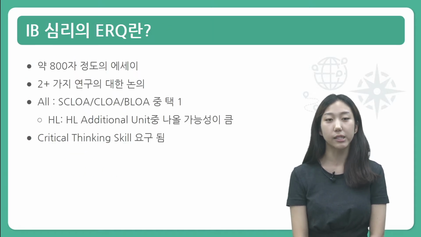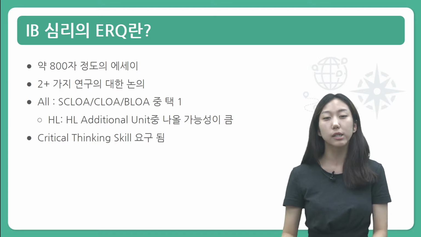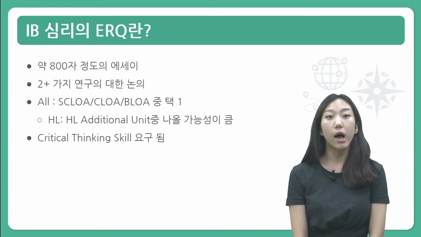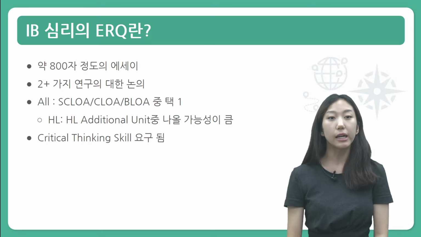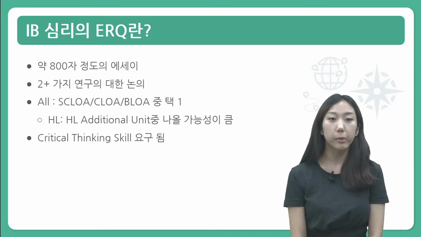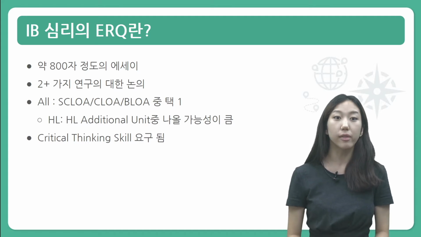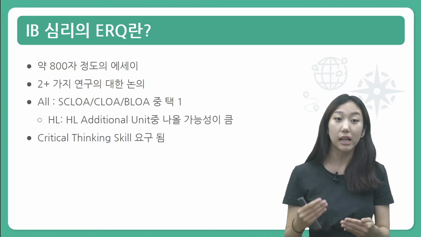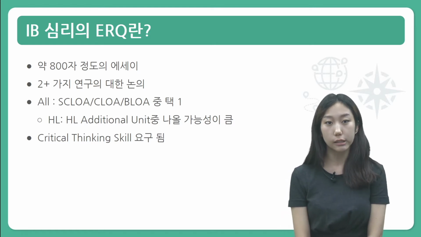Okay, so what is an IB Psychology ERQ? It's an essay that takes approximately 60 minutes to complete and is around 800 words. You will be discussing 2 research studies or more, but keep in mind that the more research studies you include, the less time you will have to go in depth into each of them. So I think around 2 is good enough.